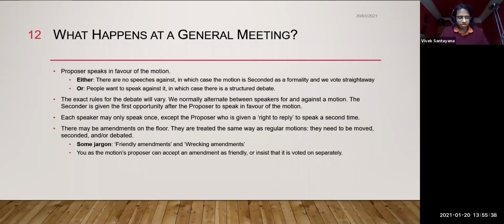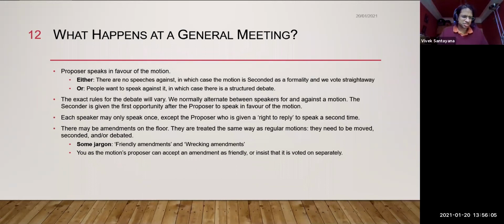But if you feel that an amendment would substantially change the spirit of the motion, you can choose to have it debated separately. The other thing is a wrecking amendment, and this is an informal piece of jargon. There are no formal rules about this, but there's an unwritten rule that amendments can't necessarily change the spirit of a motion, because that undermines the motion itself and is a separate motion in its own right.